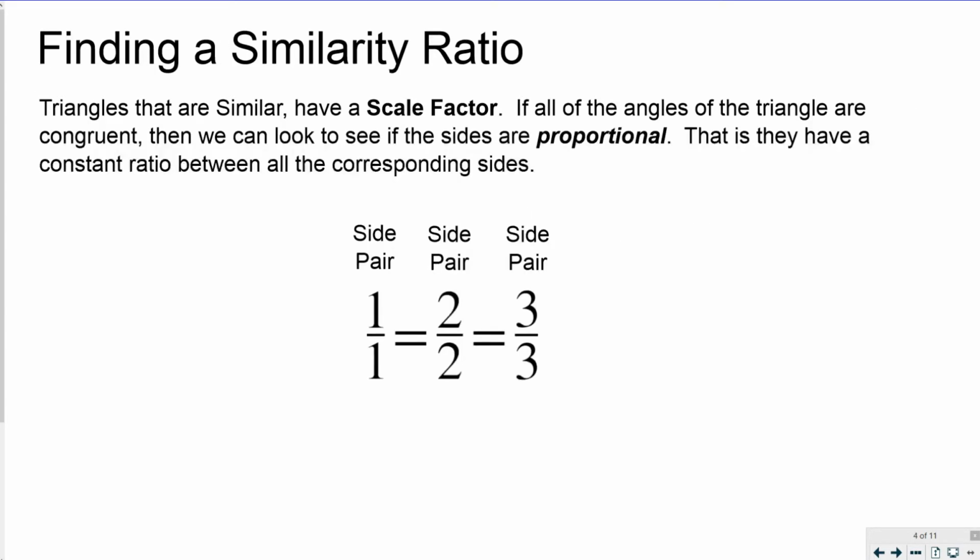Triangles that are similar have a scale factor. If all of the angles of the triangle are congruent, then you can look to see if the sides are proportional. That is, they have a constant ratio between all of the corresponding sides. So, one side of one triangle divided by the side length of the other must be equal to the side length of the first triangle divided by the side length of the second, equal to a third side of the original triangle divided by the third side of the second triangle. They must all be in the same ratio.